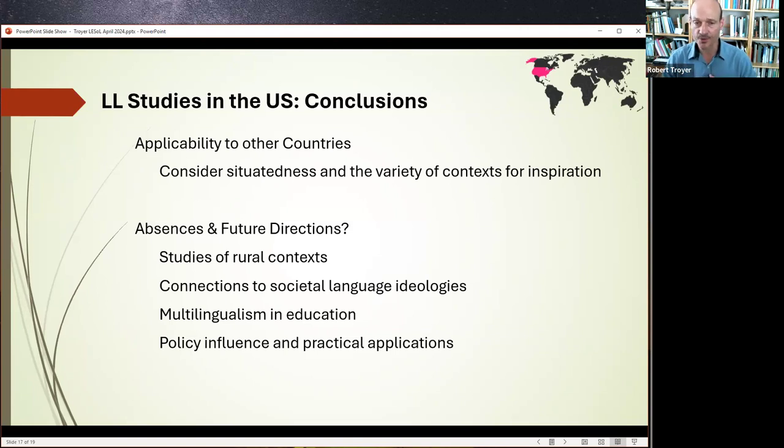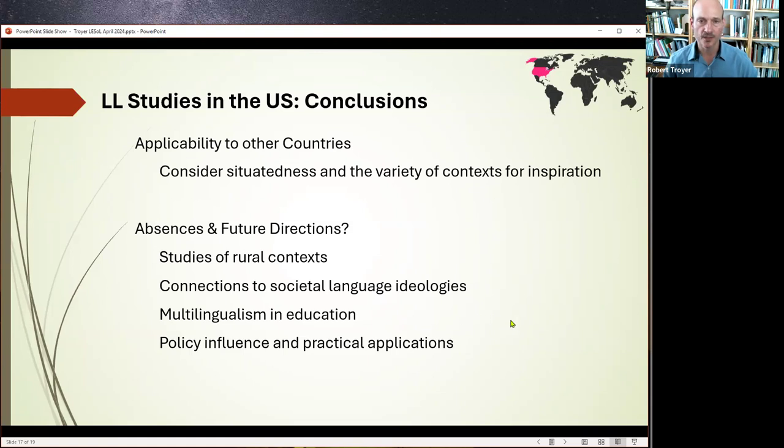And I do think it's important for us to have more studies of rural contexts and looking at the linguistic landscape in not just large urban environments, but in everyday contexts for everyday Americans. I think we need more connections to societal language ideologies because linguistic intolerance is still an issue in the United States. And the more we can understand people's beliefs and attitudes towards languages and connect that to linguistic landscapes, I think that can lead to more pluralistic ideologies.